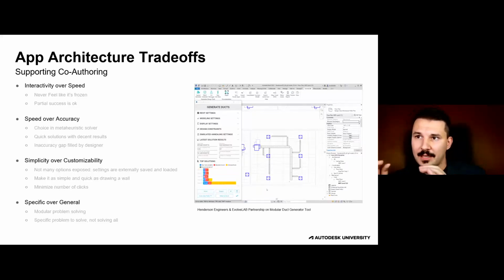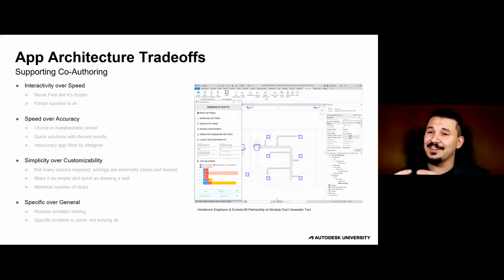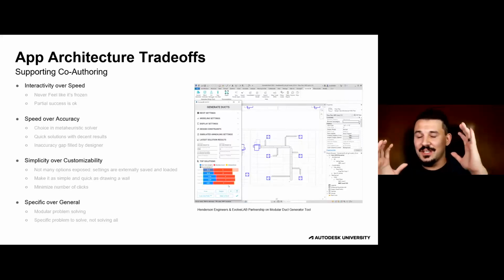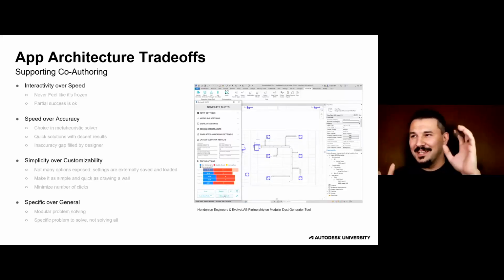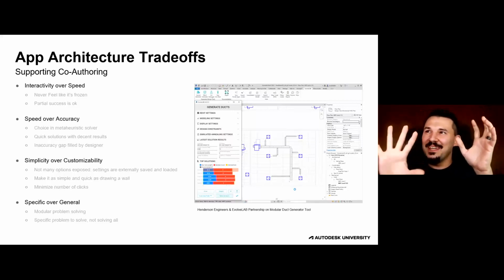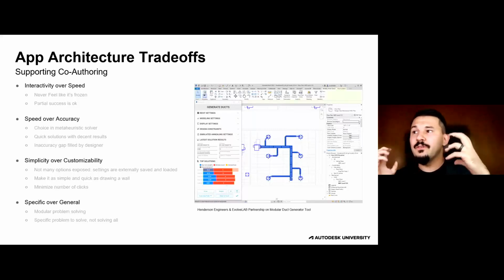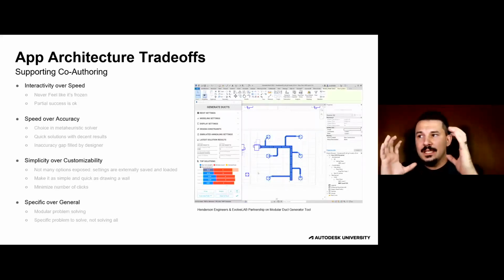All that's kind of baked into that. And another trade-off we made is specific over general. Shout out to the Henderson team for this one. They really made the problem modular for us, where it's, no pun intended, just a VAV box to the air terminals. It's not doing all the way from the RTU to even placing the air terminals. So the problem itself is encapsulated.